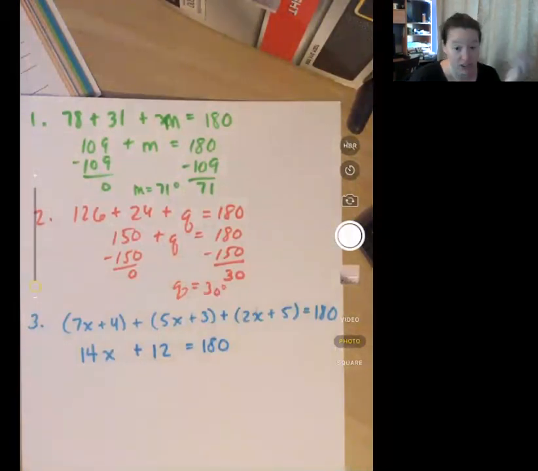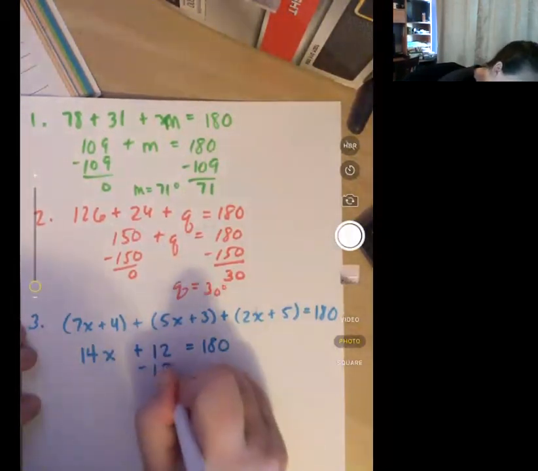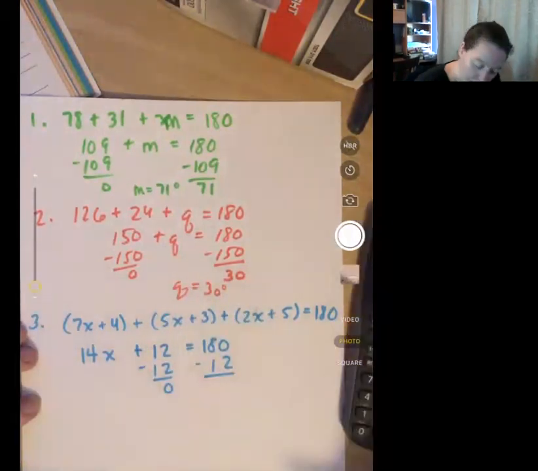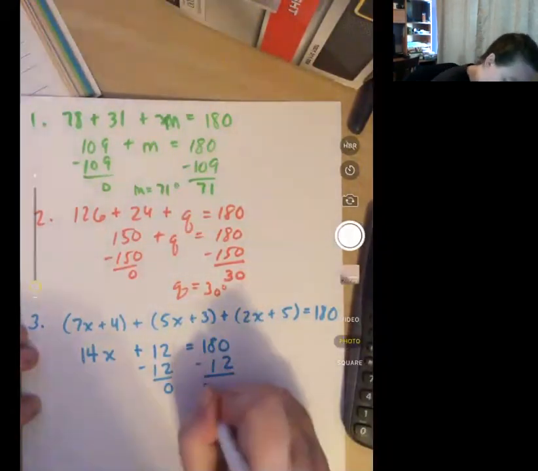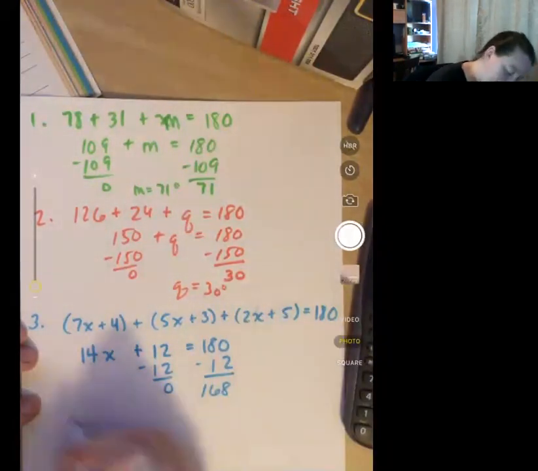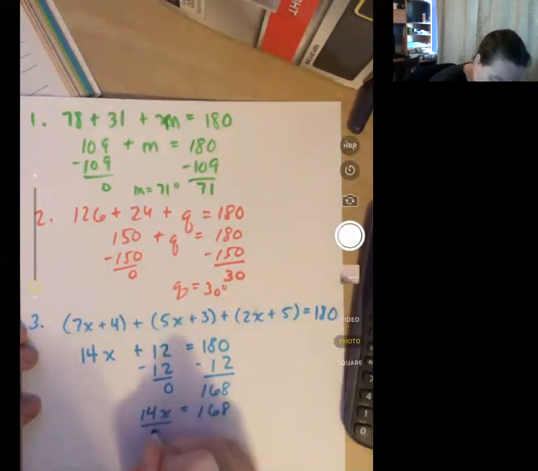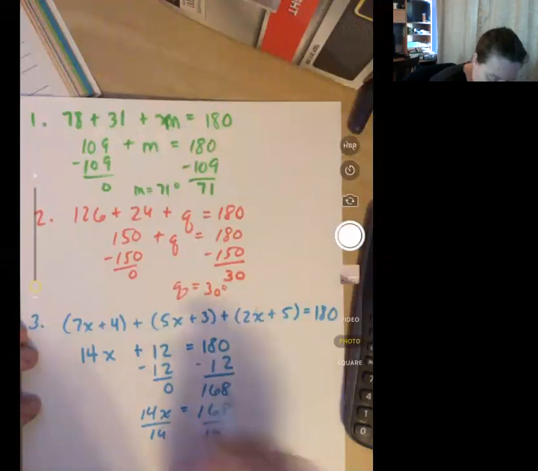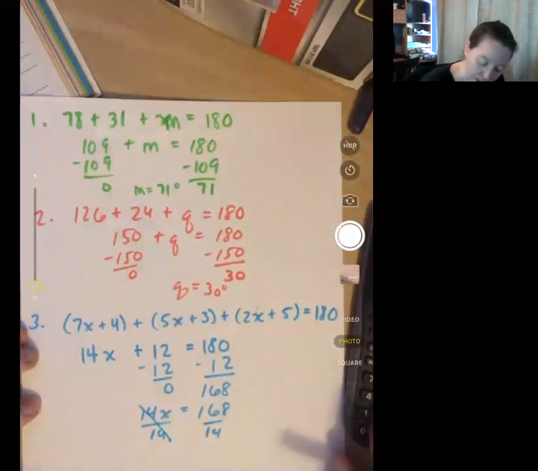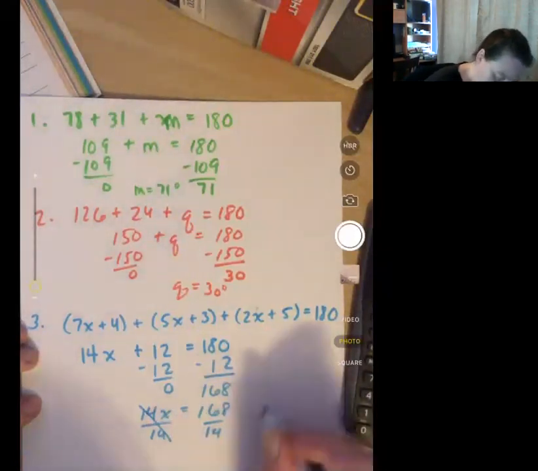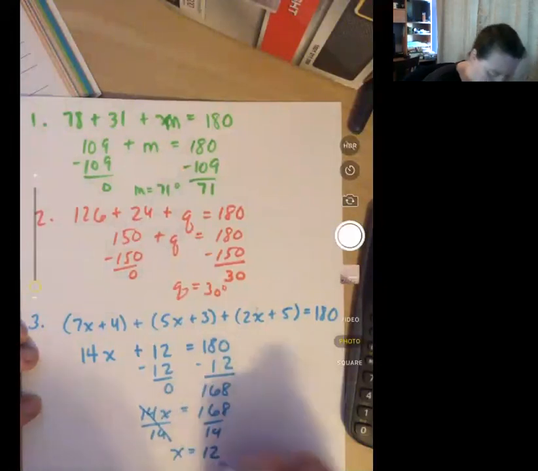Now, the easiest thing to do is to subtract the 12. It used to be added, so we're going to subtract it. 180 minus 12 is equal to 168. Then I have 14x is equal to 168. So I'm going to divide both sides by 14 because it had been multiplication. So now it is going to be division. And that gives us a 12. So I have x is equal to 12.